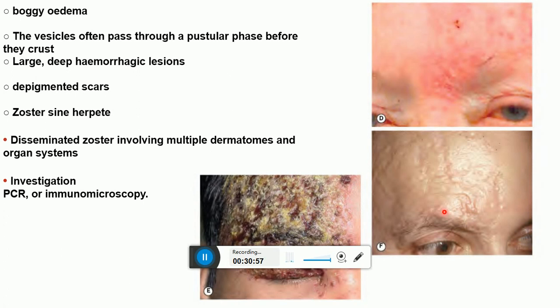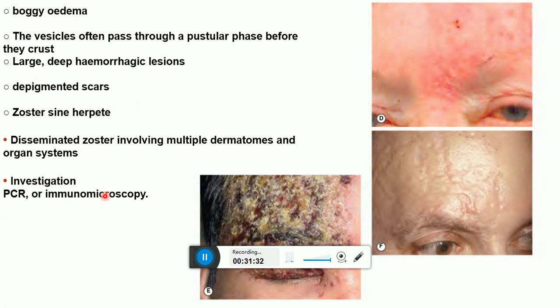Here you can see. Zoster sine herpete is shingles without a rash. It may be more common than previously realized. Disseminated zoster involves multiple dermatomes and organ systems and may develop in immune deficiency or malignancy. With the advent of PCR testing, complications such as meningoencephalitis have increasingly been identified in immunocompetent individuals.